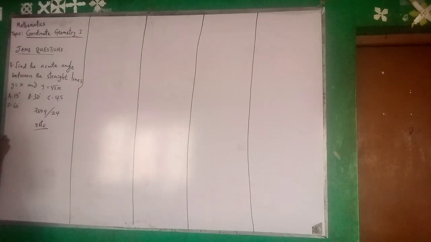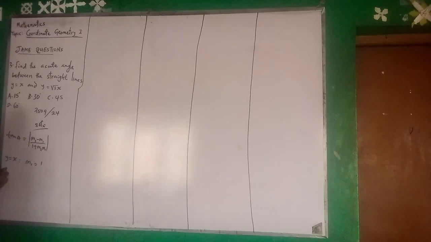Alright, the formula I've given you is tan theta equals the absolute value of (m2 minus m1) all over (1 plus m2 m1), right? Now, the first equation is y equals x. What's the slope here? The slope is the coefficient of x, which is 1. Of course you know. So my m1 is equal to 1.